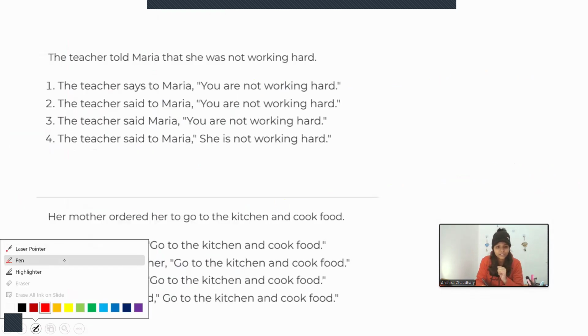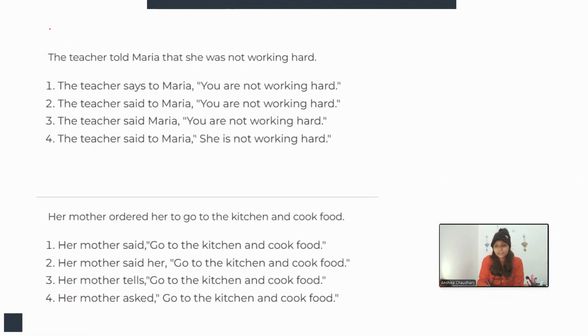Let's move on to the next. So here we need to convert the speech, right? Direct and indirect speech.